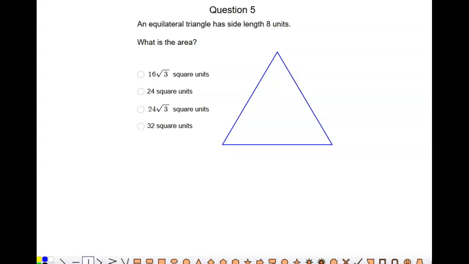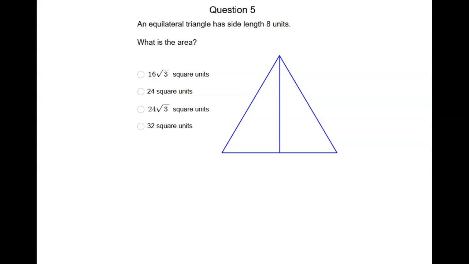All right, now I'm going to draw in this altitude because in order to find the area, in addition to knowing the base of the triangle, I also need to know the height of the triangle. Remember, the area of the triangle is equal to base times height divided by 2, or if you want to think about it as 1/2 times the base times the height. Either one of those two will get you the same answer.